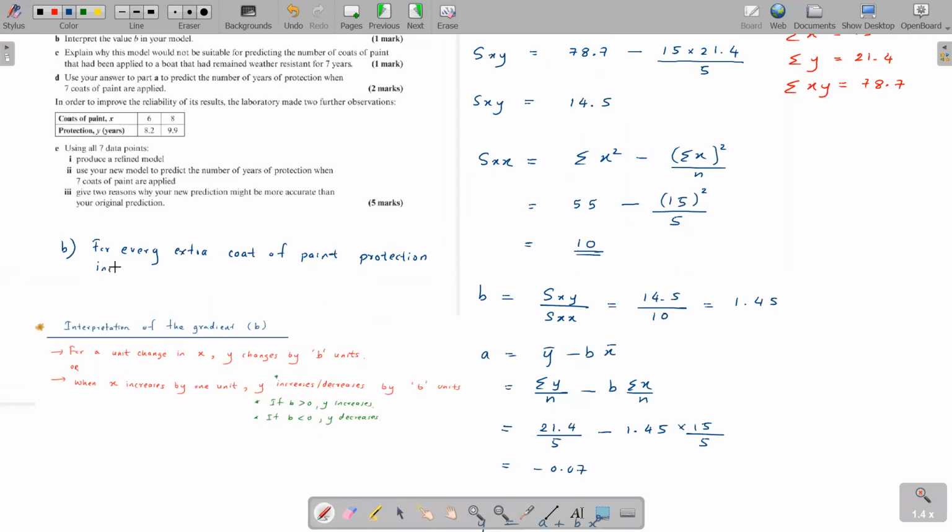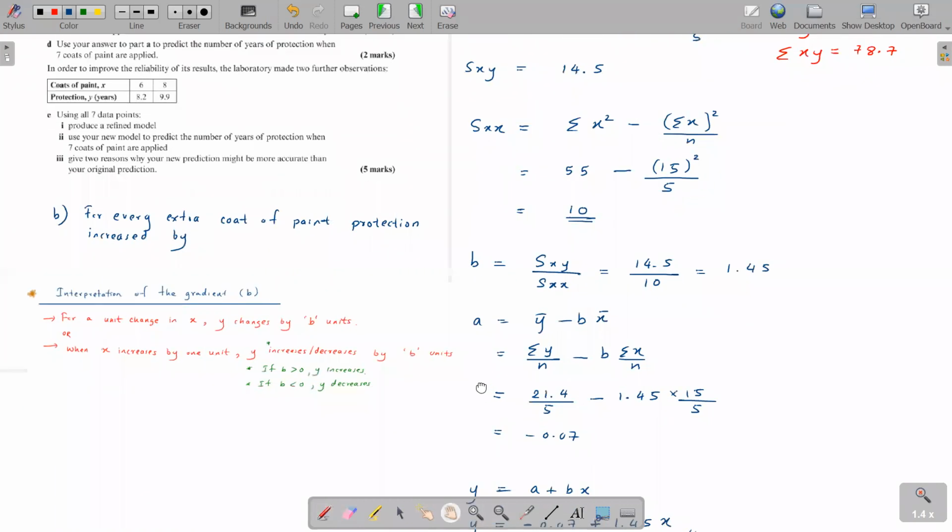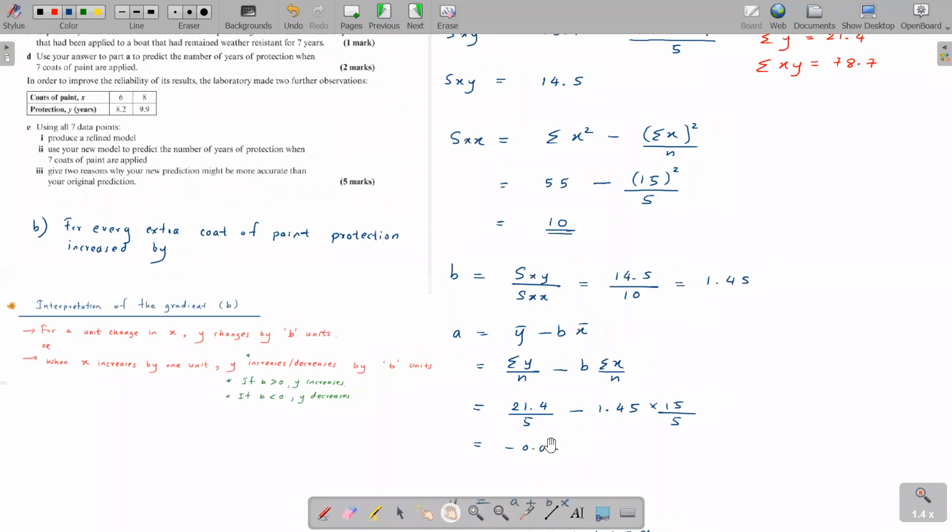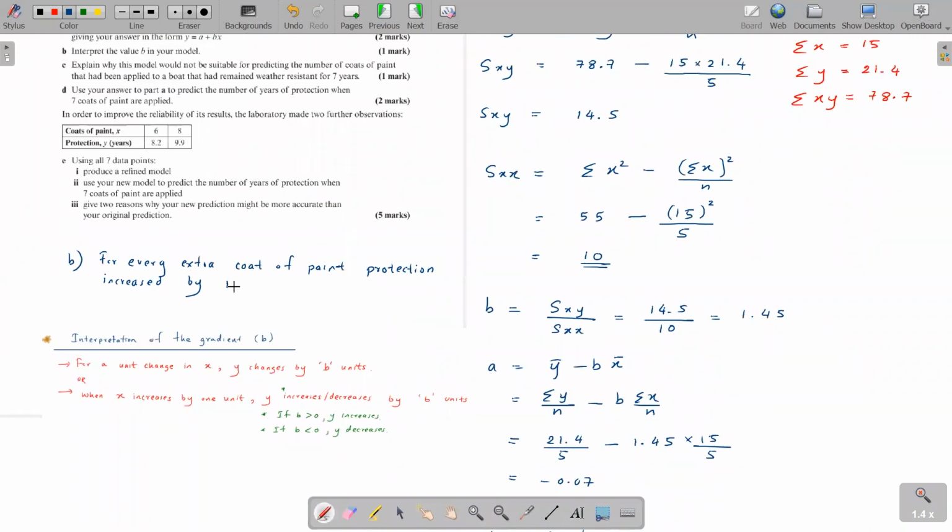Protection increases by how much? By the b value. What's the b value? Our b value is 1.45. 1.45 what, guys? What's the unit? The unit of y, y is in years. So for every extra coat of paint, the protection is increased by 1.45 years. Every extra coat of paint increases protection by 1.45 years. That would be the grammatically correct statement, right?